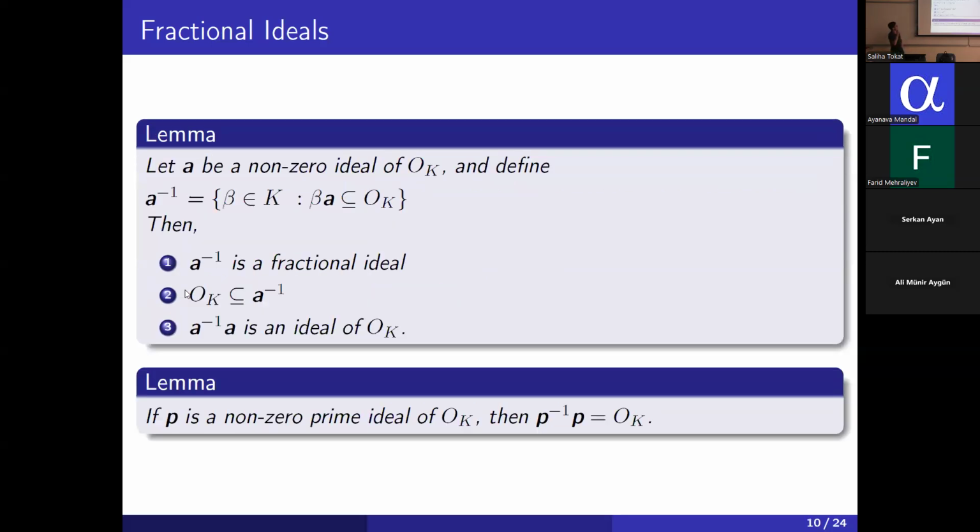Here you also see some properties of the inverse of the fractional ideal. And another lemma tells us that if we have a prime ideal P, the inverse of P also gives us the ring of integers.